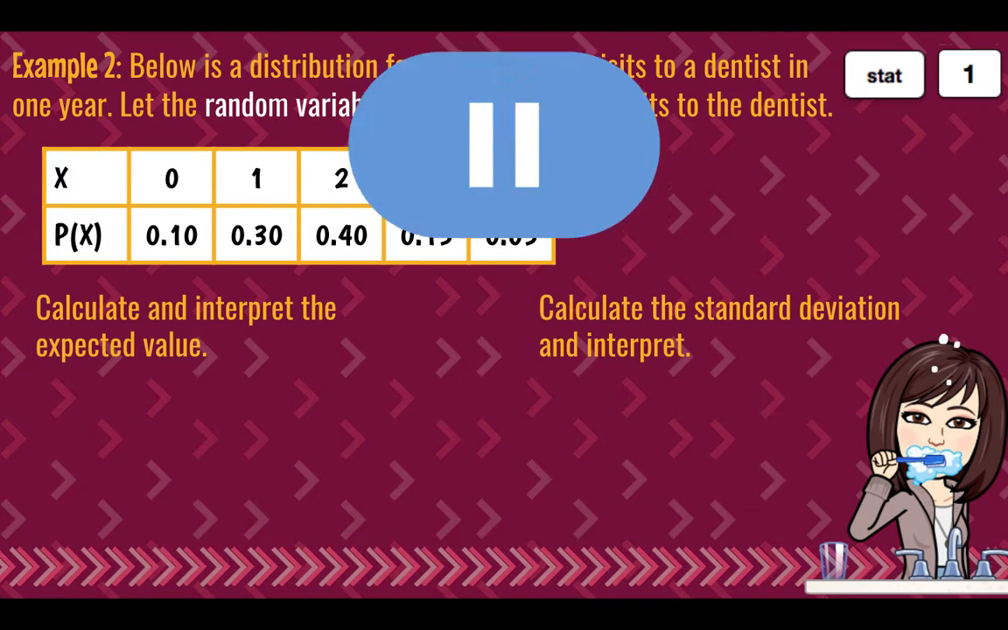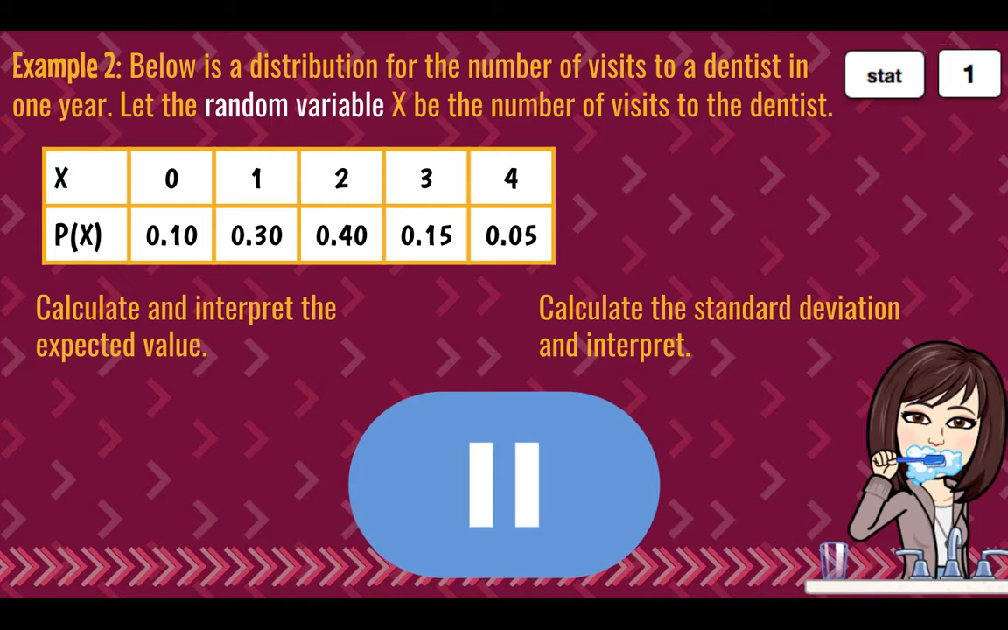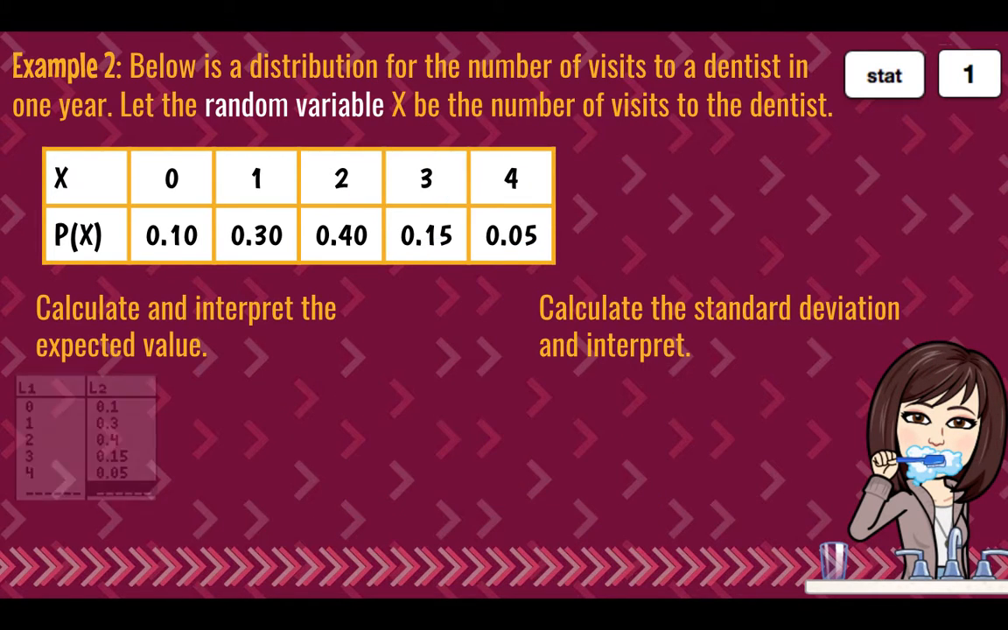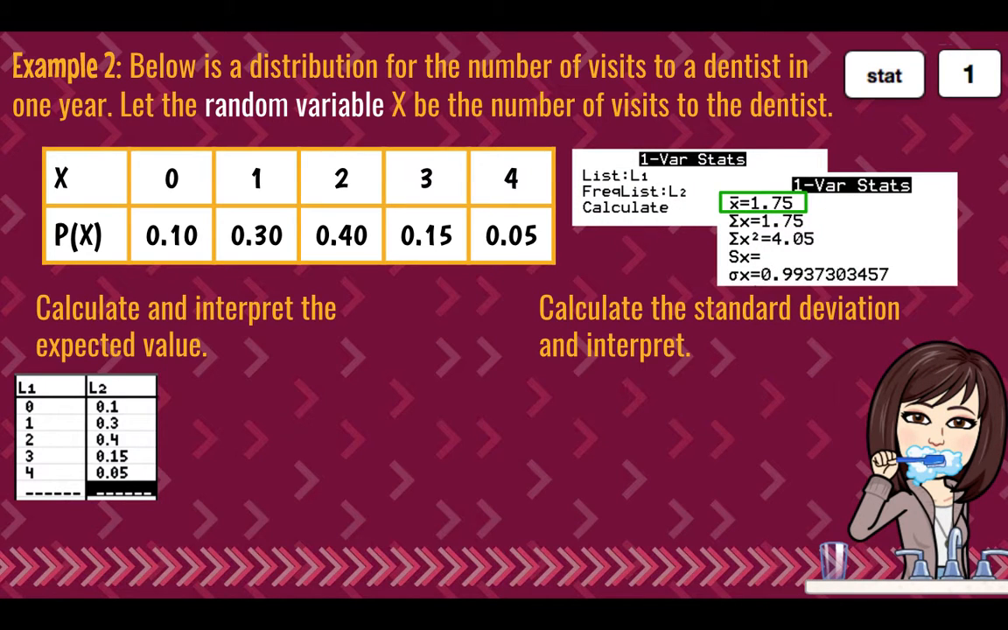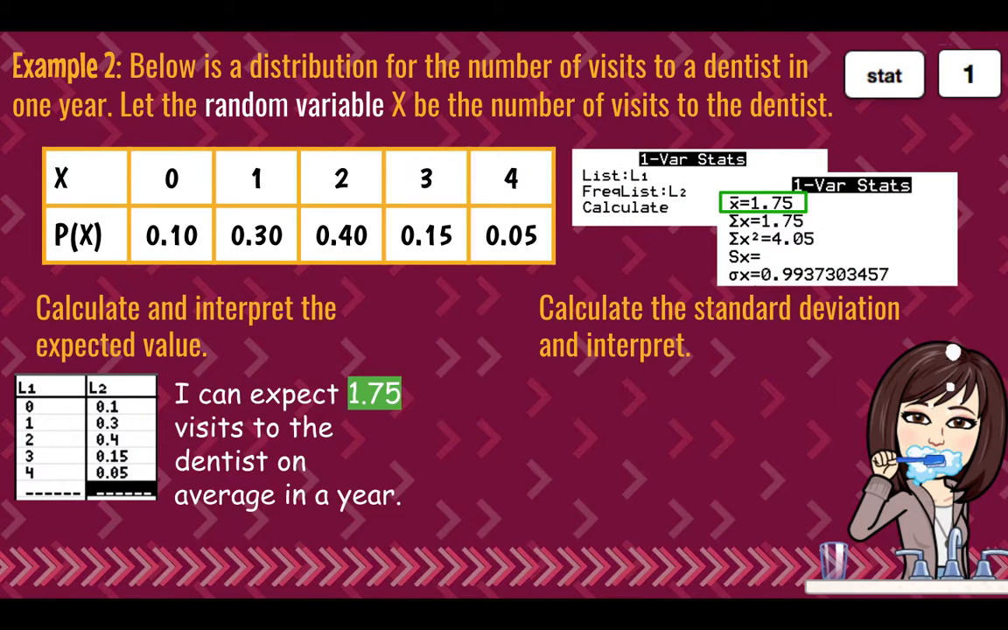All right, I'd like you to pause this video. Please try to do this one on your own and hit play when you're ready to see the answer. All right, I used L1 and L2, and I also used list 1, list 2 to help me. So hopefully you got around, I can expect 1.7 visits to the dentist on average a year, give or take 0.994 visits. Not too bad.